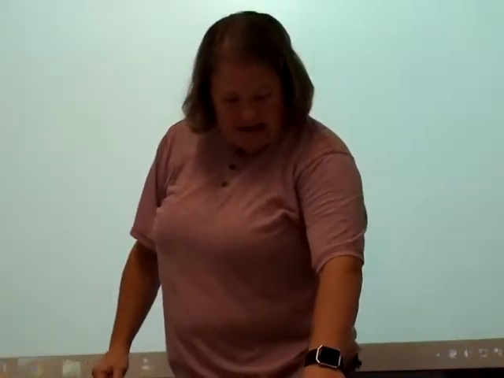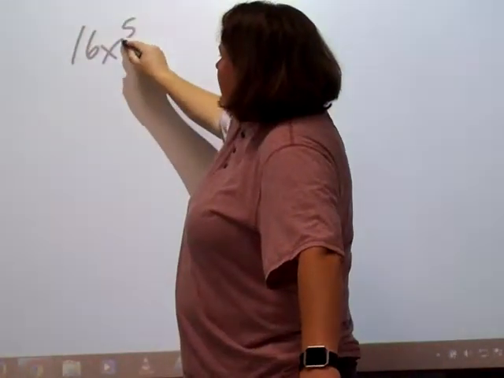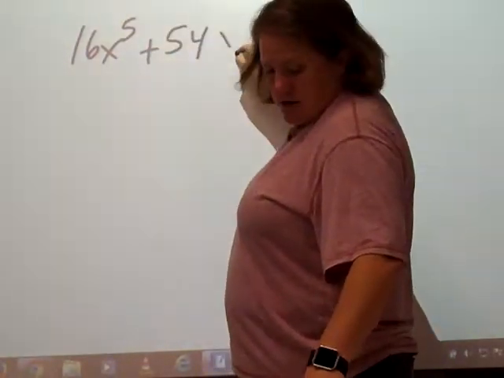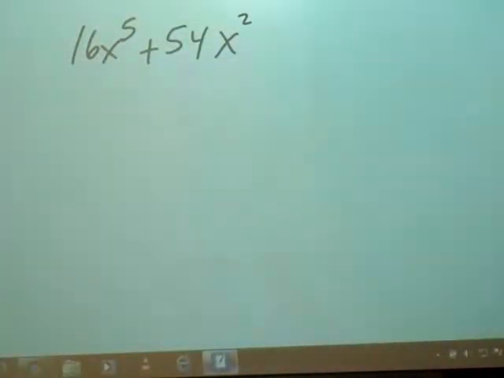Alright, this one says 16x to the 5th plus 54x squared. Alright, the 5th, you look at that 5th, that's not a perfect cube, so you know we're not there. We may be in a minute though. Is there a GCF in this thing? x squared is one. What else is? 16, 8? No.